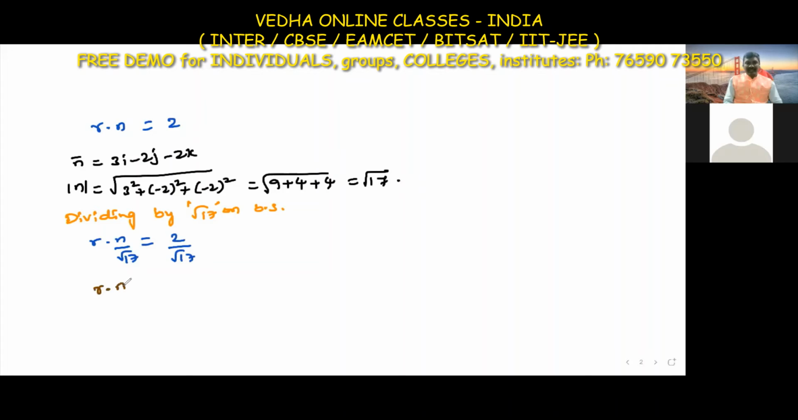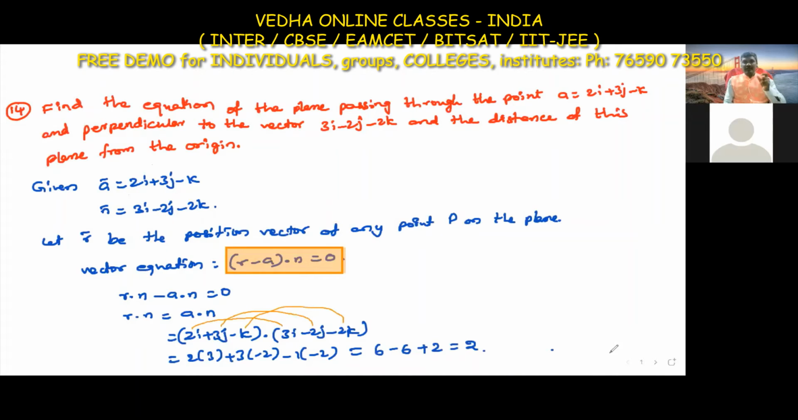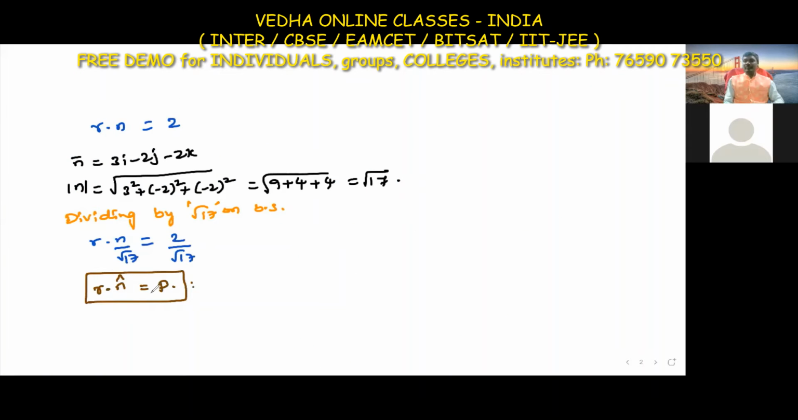Here r dot n cap, that is unit vector. N cap means unit vector of n is equal to p. In this, p is the perpendicular distance of the plane from the origin. Therefore, p is equal to the perpendicular distance from origin.